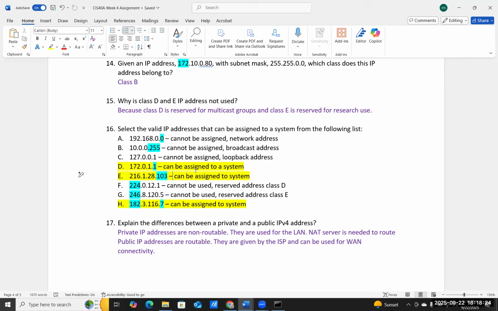So private IP addresses are used within your LAN. They're non-routable, though you can have them routable. We talked about adding the switch and all of that, but still within the network, it treats a different segment as a different town, a different city. So they're used for LAN.